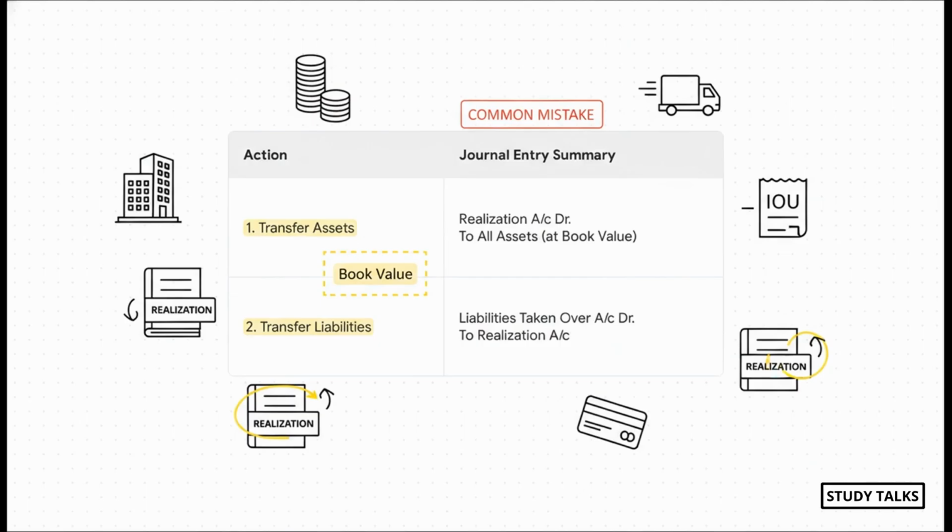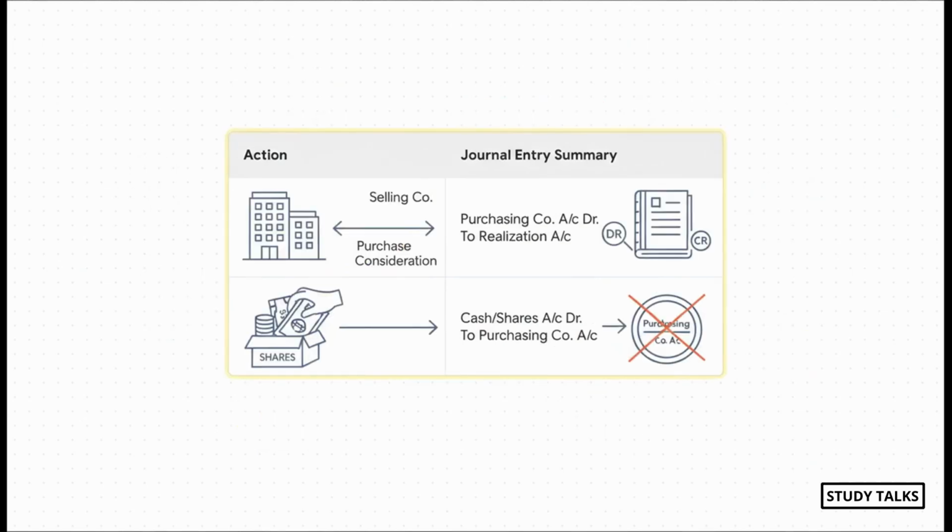Step 2, you credit the realization account with all the liabilities that are being taken over. Again, at book value. Now, your assets and liabilities are gone, and the realization account is ready to show you the profit or loss on this whole deal. Moving on to Step 3, you record the purchase consideration that you calculated earlier. You debit the purchasing company's account, making them a debtor to you, and you credit your realization account. This is basically recording the sales price of your business.